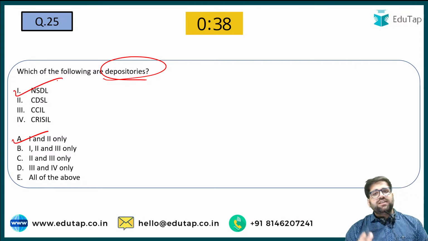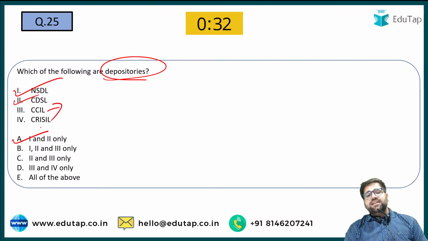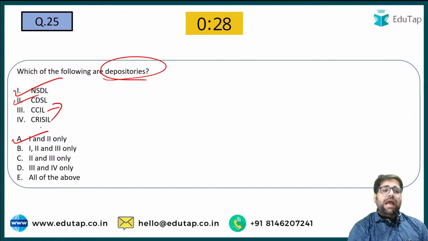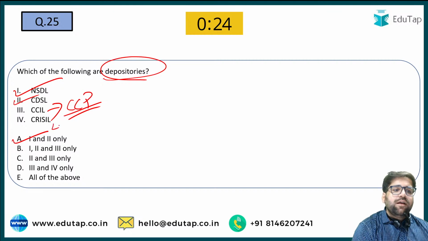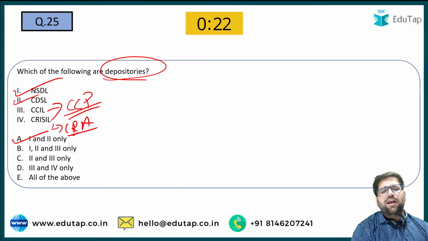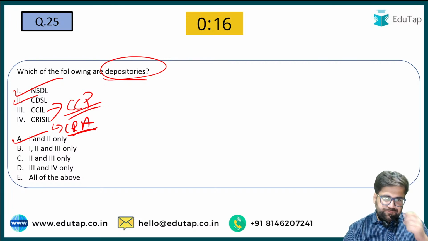NSDL, National Securities Depository Limited, and Central Depository Services Limited. These two are the depositories. CCIL is, if I'm not wrong, Clearing Corporation of India Limited. It acts as a central counterparty for government securities. CRISIL is one of the most important credit rating agencies. So just eliminate the options and you will arrive at your right answer.